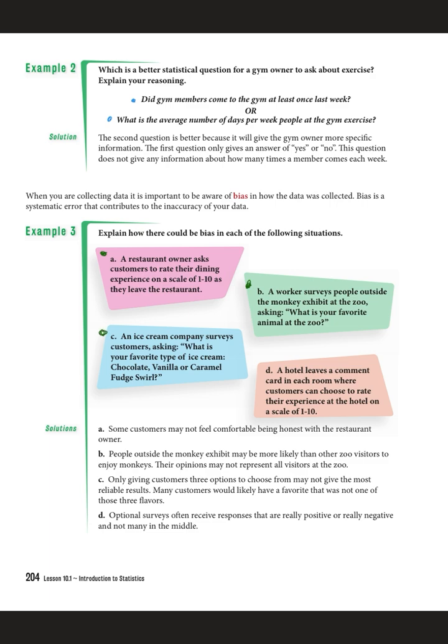Third question, C, an ice cream company surveys customers asking, what is your favorite type of ice cream? Vanilla, chocolate, or caramel fudge swirl? And D, a hotel leaves a comment card in each room where customers can choose to rate their experience at the hotel on a scale of 1 to 10. Each one of these scenarios introduces some form of bias, or systematic error, in their questioning.